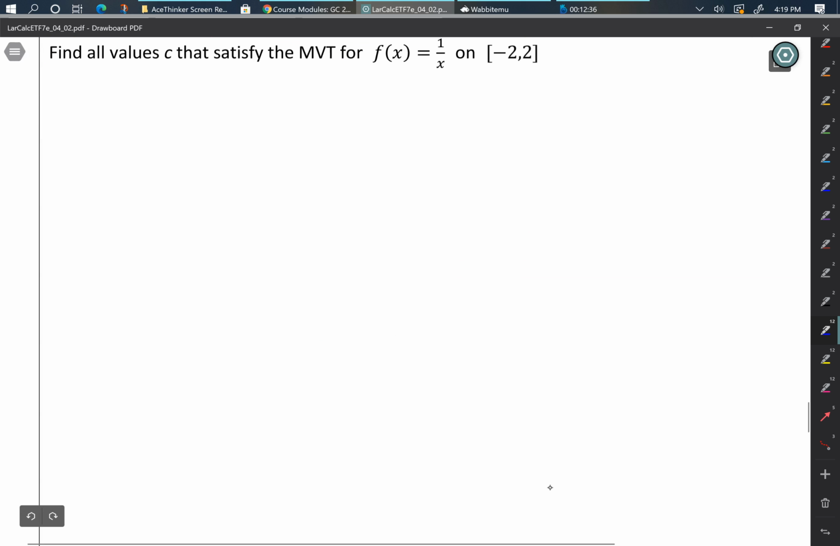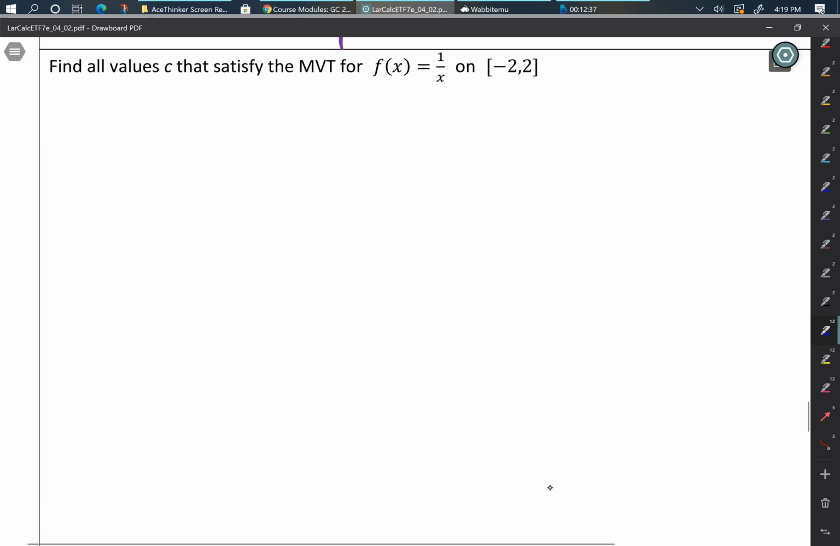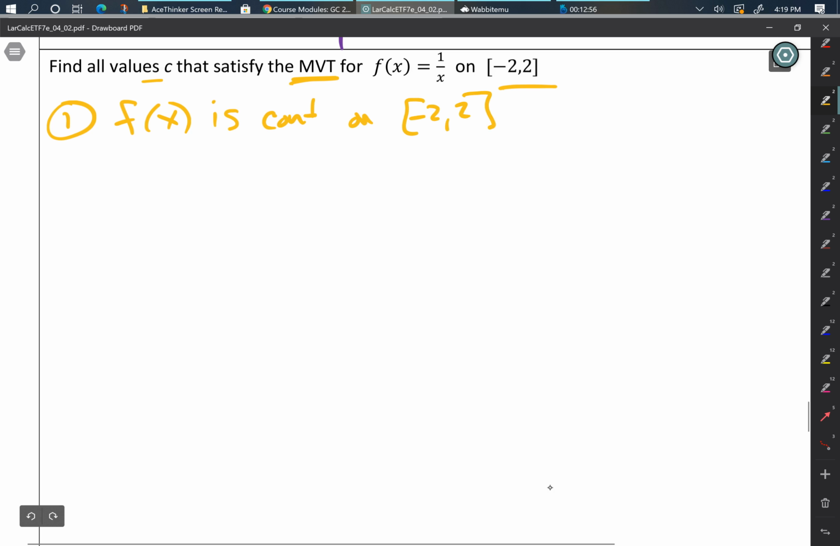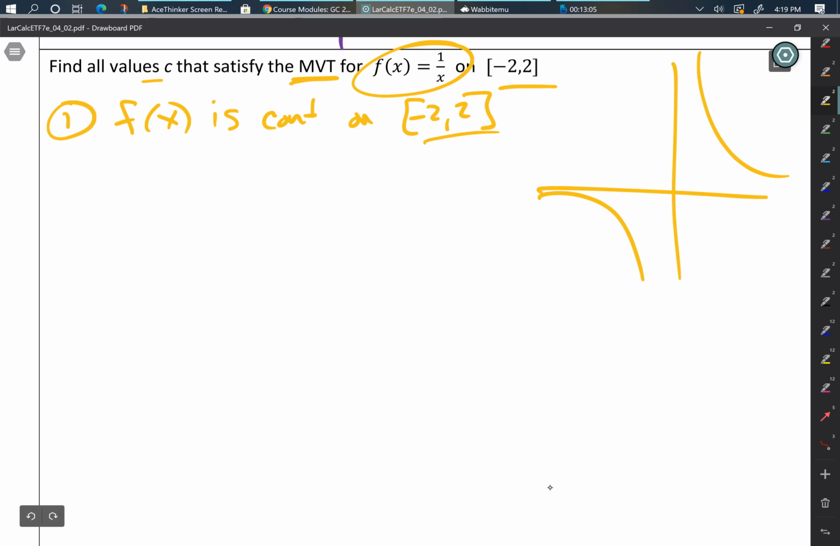All right, find all values c that satisfy the mean value theorem for the function f of x equals 1/x on the interval -2 to +2. All right, so I'm supposed to do the exact same thing I just did up there for mean value theorem, but before I do anything, I'm going to make sure that I can. So is f of x continuous on the interval -2 to +2? Well, f of x is 1/x. 1/x looks like this, right? 1/x has a giant issue when x is equal to 0, which is right in the middle of our interval. And so the answer to that is no.